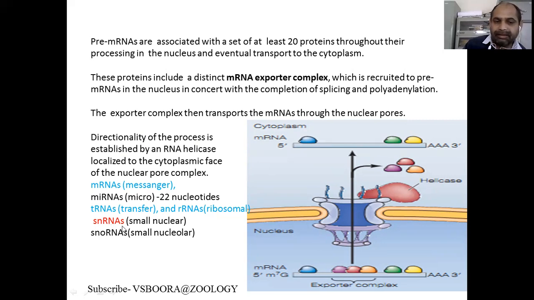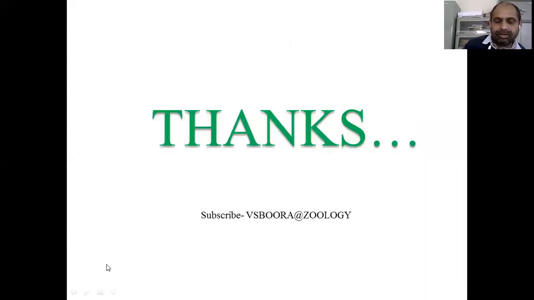Small nuclear RNA is exported from the nucleoplasm to the cytoplasm, and after binding with specific proteins, it is imported again into the nucleoplasm and used in the splicing of mRNA. Small nucleolar RNA, a small-sized RNA molecule, is synthesized or transcribed in the nucleoplasm and remains in the nucleus. It is not transported; it remains in the nucleoplasm only.